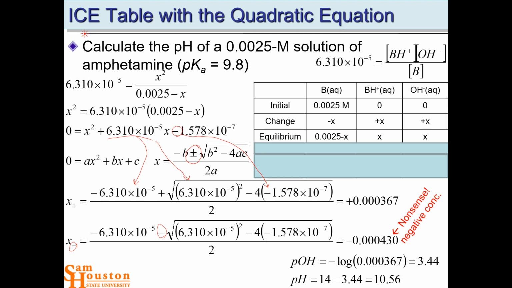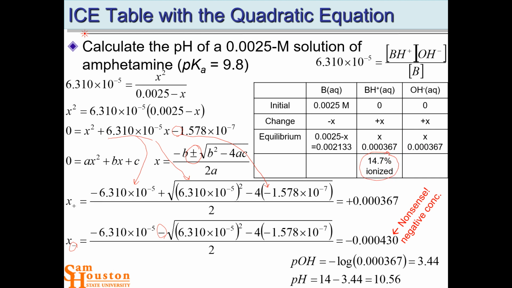So let's just check our work, right? We said that for that 0.0025 minus x, the x might not be insignificant. And so if we put in that 0.000367, you see that it didn't stay 0.0025, it dropped to 0.0021. So it was significant. Assuming x was 0 compared to 0.0025 would have been wrong. It would have given us erroneous results. And so we have x here and x there for the BH plus and the OH minus. And so it's about 14% ionized.